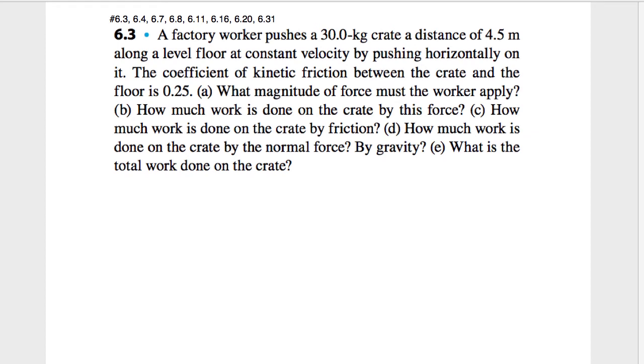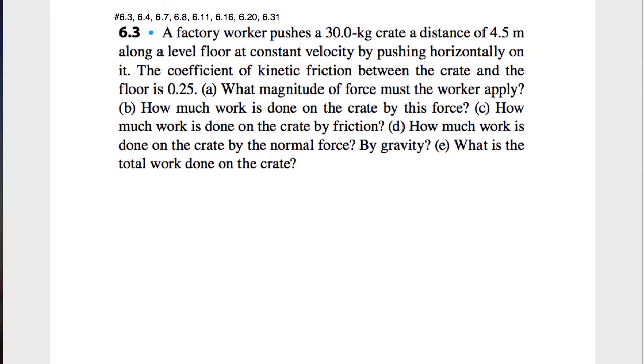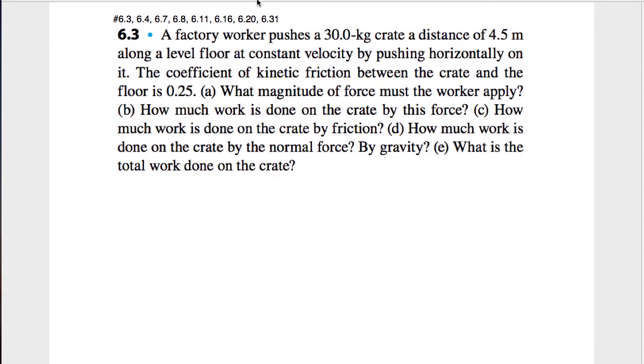Hello, this is the solution set for AP Physics homework suggested problem set number 5.1. So we're beginning in chapter 6 with number 3 in the exercises.